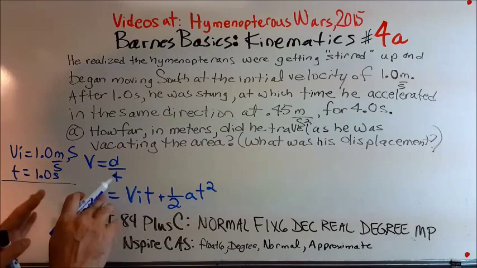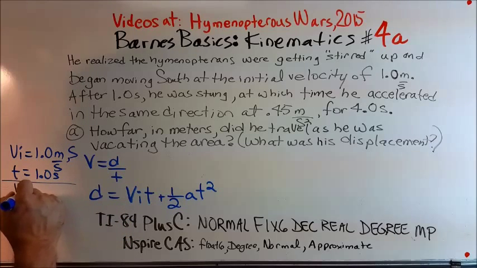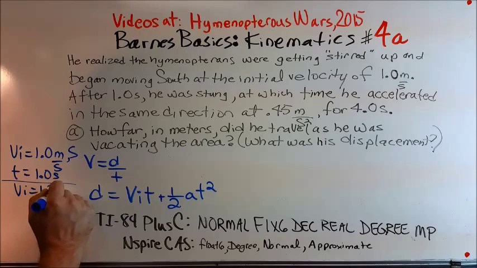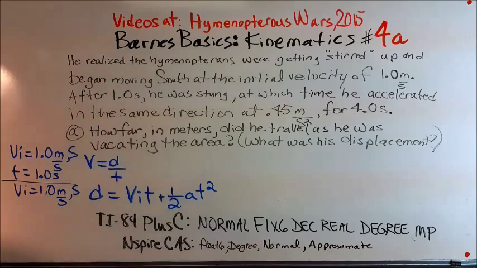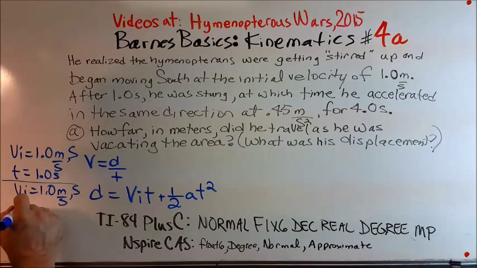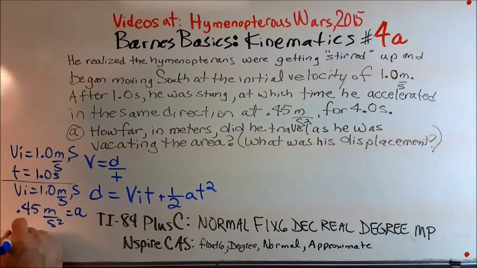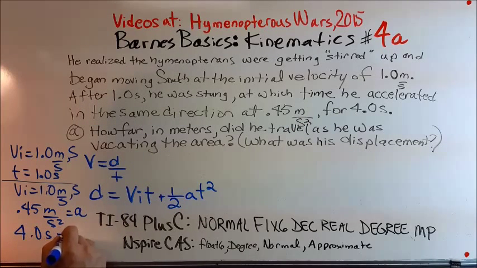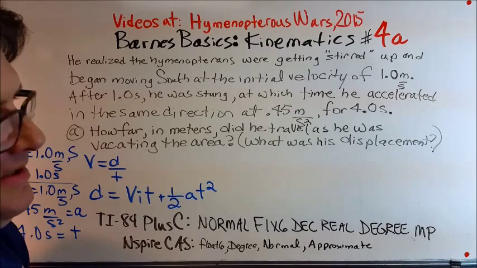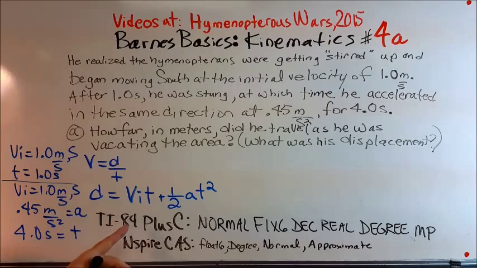So that's where this equation comes in. At the time I got stung, my initial velocity was 1.0 meters per second in a direction of south. I accelerated at 0.45 meters per second squared, and I did that for 4.0 seconds. That is equal to my time. So I have initial velocity, acceleration, and time. We're going to be using the TI-84 Plus and the TI-Nspire CAS to solve these problems.